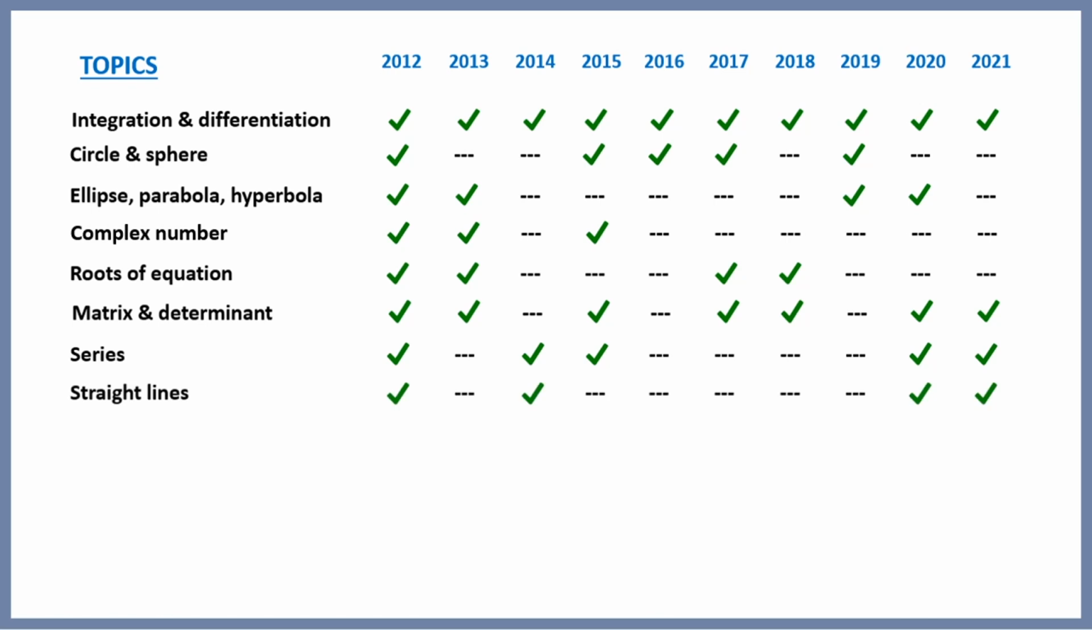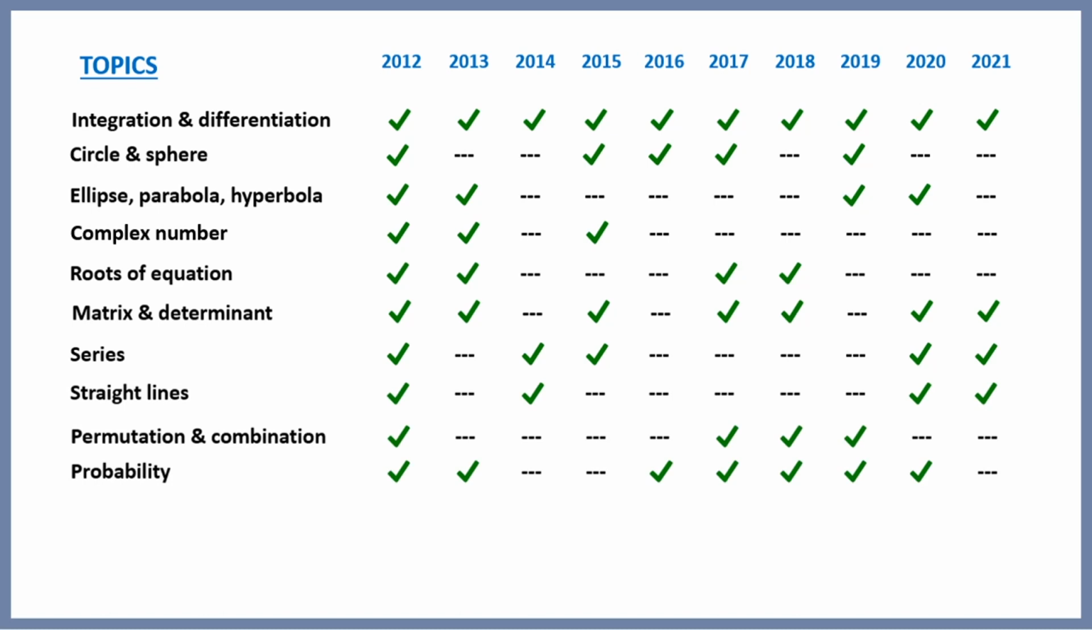Next, straight lines. Questions from here are not so tough. Some questions from here were even repeated. Next, permutation, combination and probability. These are again most important topics. In fact, they are not distinct. They are associated with each other.